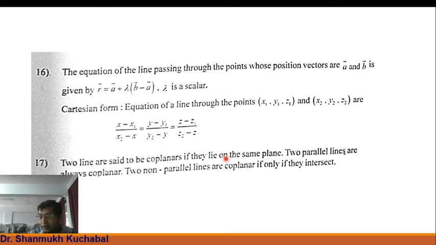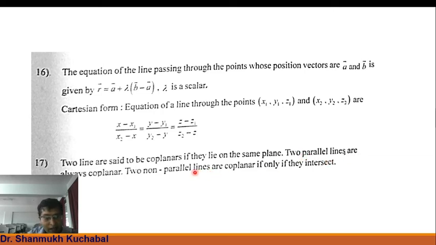Just take an example of our classroom green board. I am writing any equation on the green board, so whatever we are writing is in the same plane. Or else, if we are drawing a graph on it, we are representing it on one plane. So it is called coplanar.